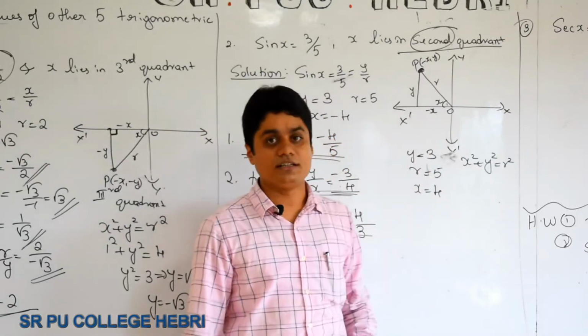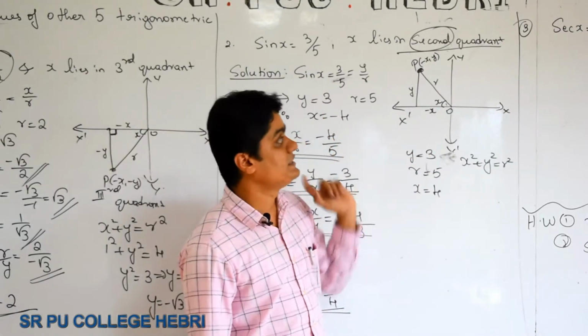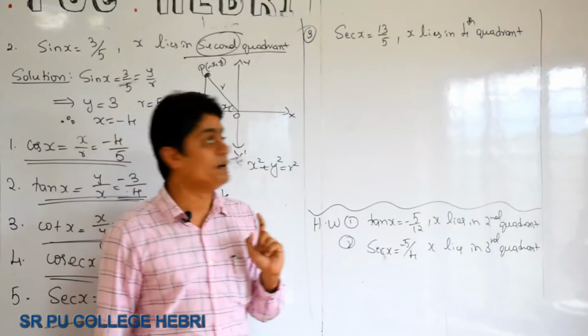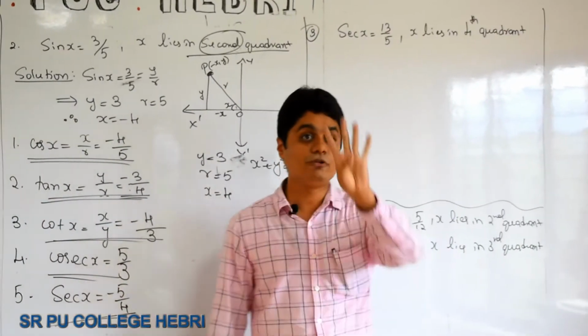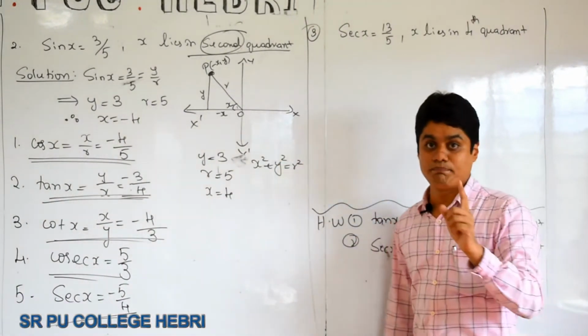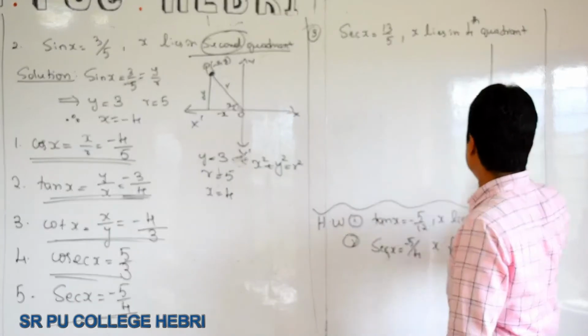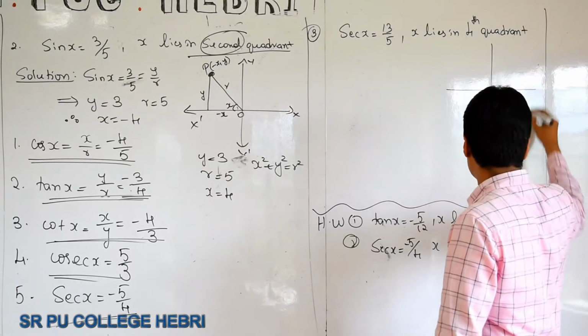The next question, the third question in the list. Secant x is equal to 13 by 5 and x lies in the fourth quadrant. Now the point is in which quadrant? Fourth quadrant. So draw the diagram.